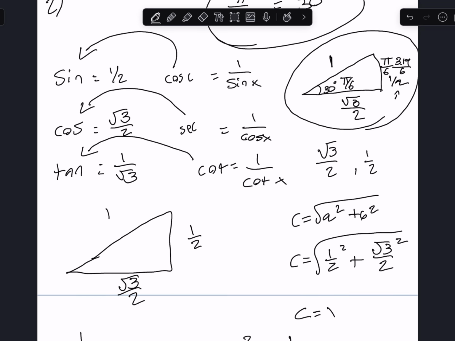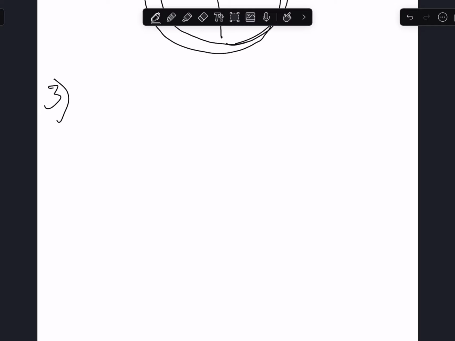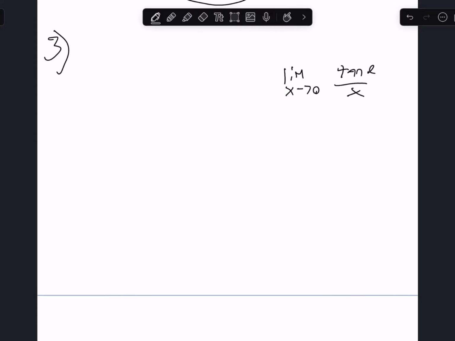Let's move on to question 3. All right, question 3. Pregunta 3. This is asking us to find the limit as x approaches 0 of tangent x over x. Now, we cannot simply input 0, right, because we get 0 over 0, and that does not exist. That is a function that is undefined.